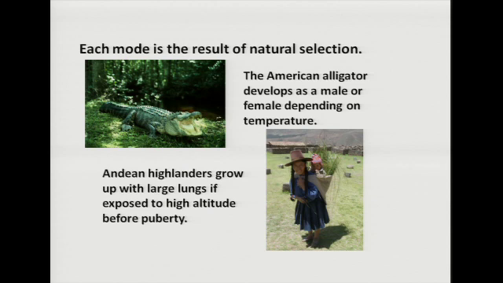Let's move on to the developmental mode of natural selection and sex determination in alligators. The American alligator, you'll be interested to learn, develops as a male or a female depending upon the temperature at which it incubates. So there's a range of temperatures across which incubation is successful, and the high and the low temperatures are highly likely, not 100%, but highly likely to produce females. The middle temperature is highly likely to produce males.